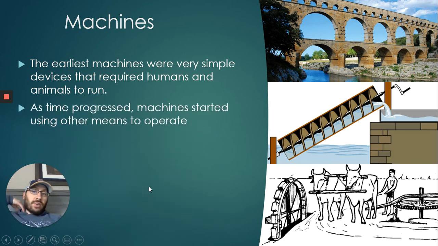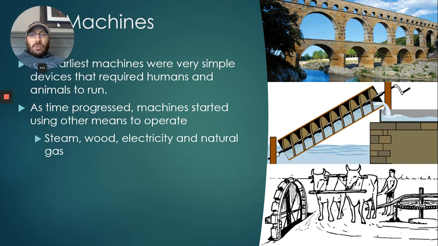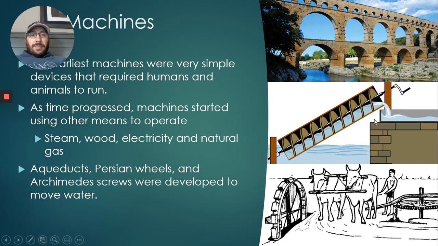As time progressed, however, machines started using other means to operate. We can think of steam, wood, electricity, natural gas, all those wonderful things. Some of the examples here on the side, we've got aqueducts, which you guys learned about in social studies. We've got the Persian wheel down here, where the cattle are moving the Persian wheel. They turn this wheel and axle, and this in turn turns this one right here, which can scoop out water and whatnot. And then we have our Archimedes screw.